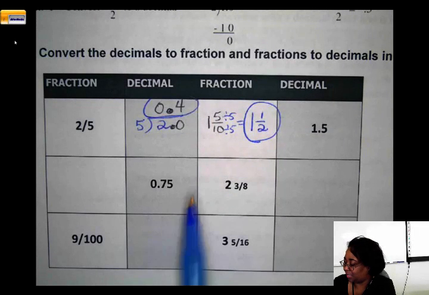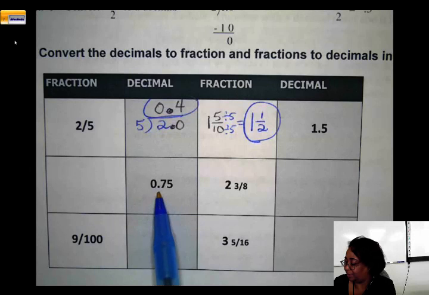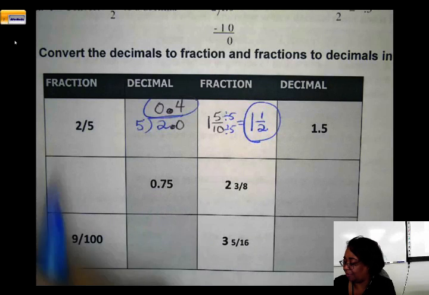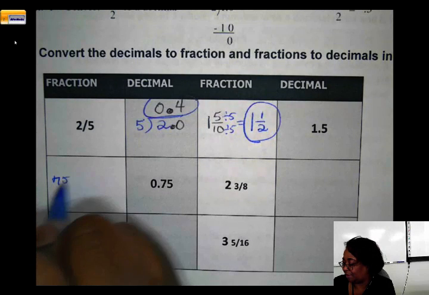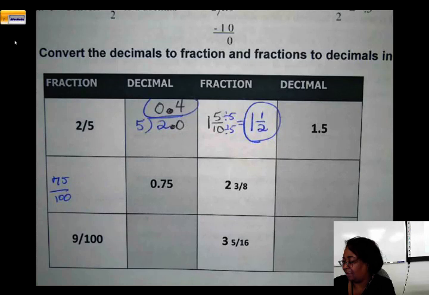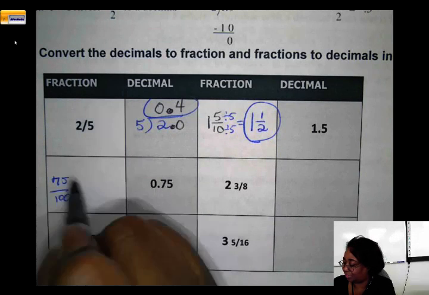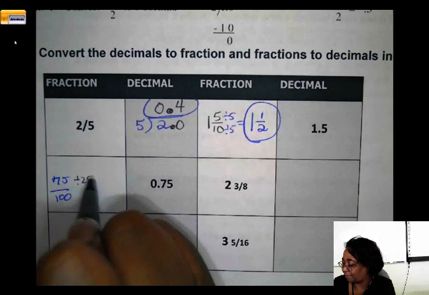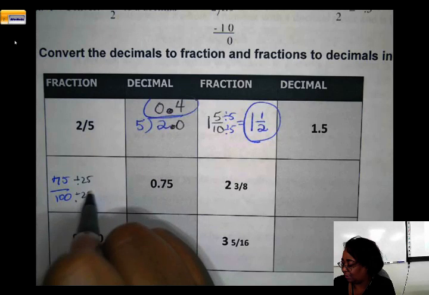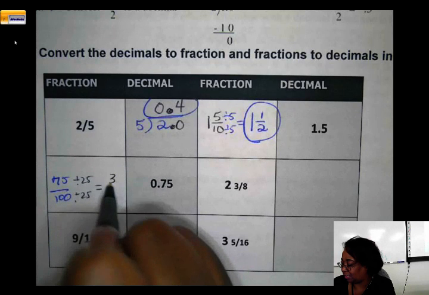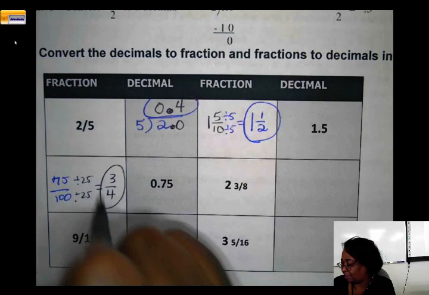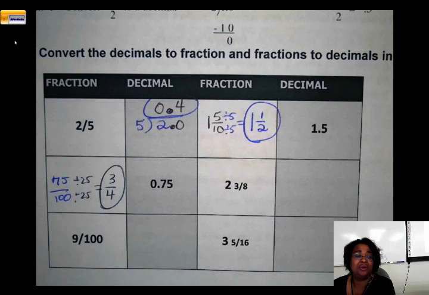Now on this one, they gave me the decimal 0.75, which is 75 hundredths. But I can take 75 hundredths and reduce that by 25, which gives me the fraction 3/4. So 75 hundredths is the same as 3/4.